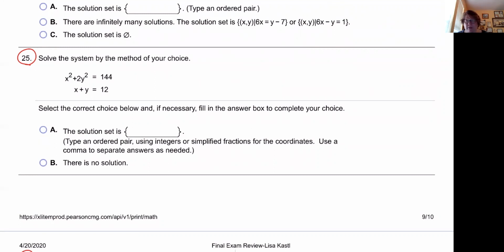So I'm going to use substitution to solve this. I'm going to solve the second equation for x, and I'm going to plug that into the first equation. So we're going to solve this for x. And I do that by subtracting y from both sides. Now I'm going to plug that in for x in the first equation.